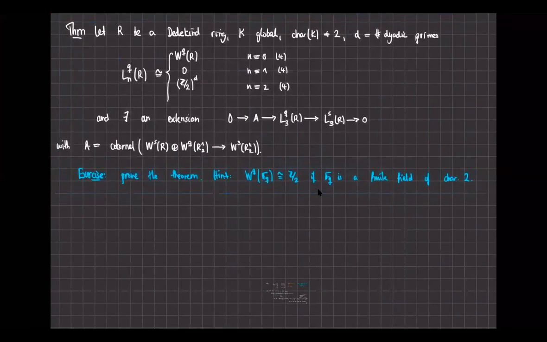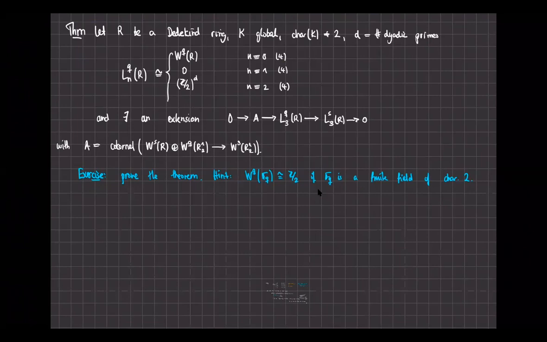So let's prove the following: if we have a Dedekind ring R, whose fraction field is global and of characteristic not equal to 2, and again D is the number of dyadic primes, then the quadratic L groups are as follows. They're given by a quadratic Witt group in degree 0, 0 in degree 1, and Z/2 to the D in degree 2. So that's really just flipping around the situation in the symmetric case, where it was exactly the other way around.